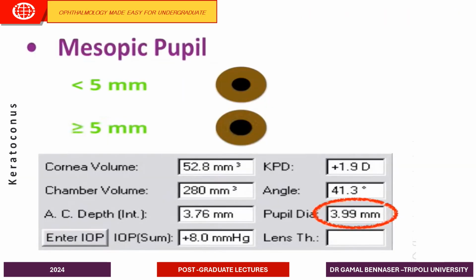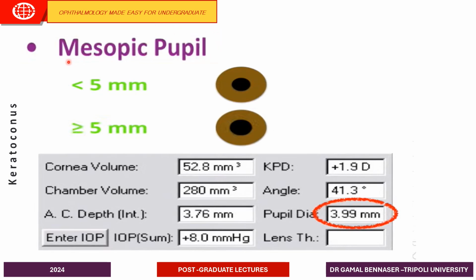Now we come to another important parameter in the analysis of the case for implantation of intracorneal ring segments, which is the pupil size. The pupil size can be measured using the pupillometer or by Pentacam, making sure that you are taking the size at mesopic illumination, so that you have the mesopic pupil size.